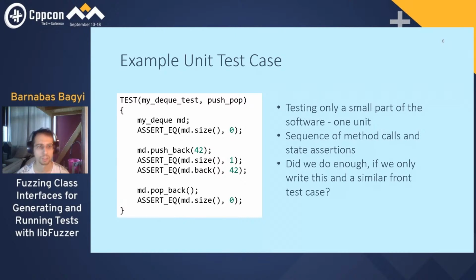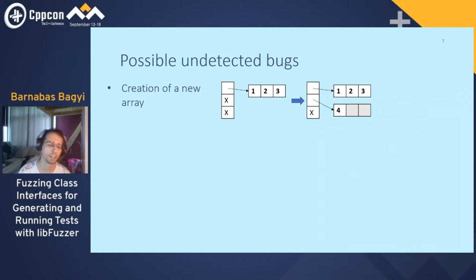But the million-dollar question when it comes to unit tests is when to stop testing. How many test cases are enough? Maybe we should just write similar ones for the front methods as well, and that's it. Now, of course, that wouldn't be enough. There are a lot of possible undetected bugs which we need to care about.